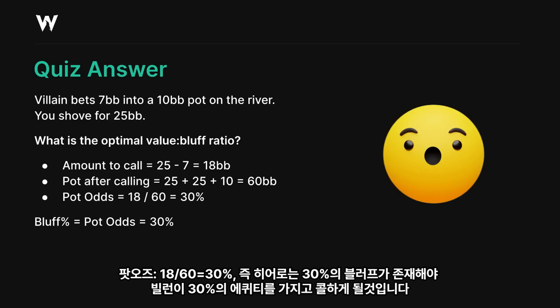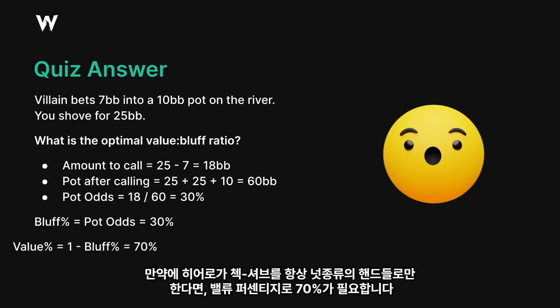Now, if you imagine that we're raising the river with only nutted hands that always beat their value and bluffs that always lose to their calls, well, in that case, we need exactly 70% value.